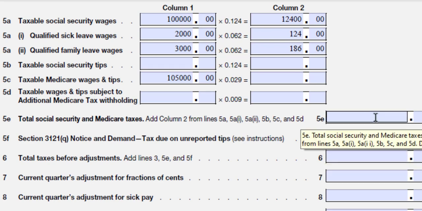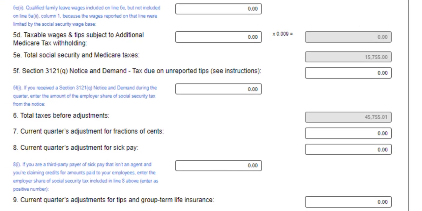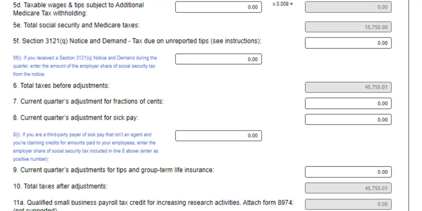Line 5F. This is not a common adjustment, and applies only when the IRS sends the employer a Section 3121(q) notice and demand letter regarding unreported employee tips. The notice requires the employer to include an extra tax as an adjustment. Line 5F1 captures some additional information from the notice which is relevant for completing Worksheet 1. In this example, we'll leave it blank, assuming no notice was received.